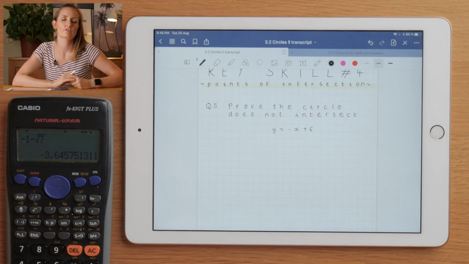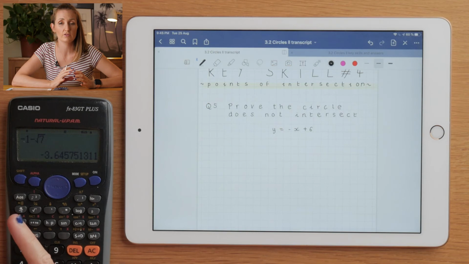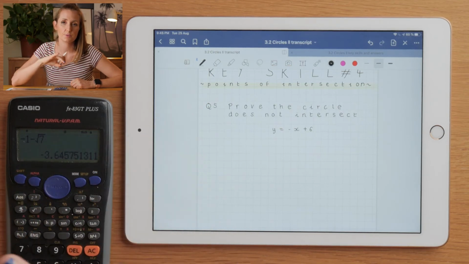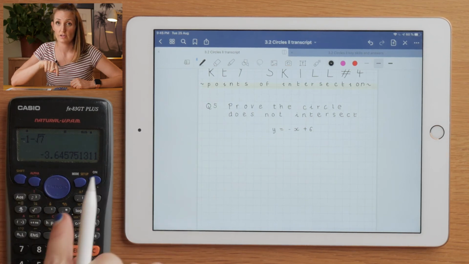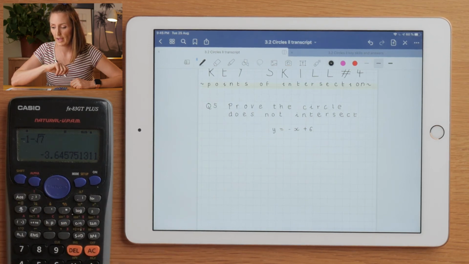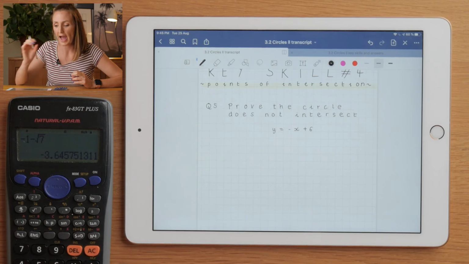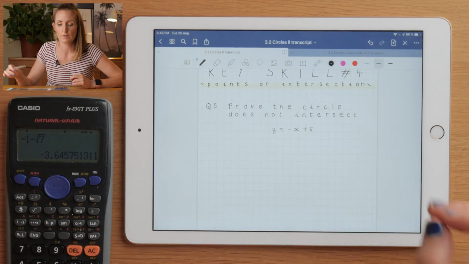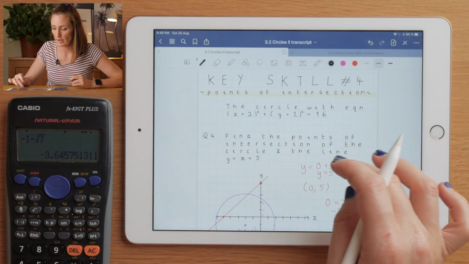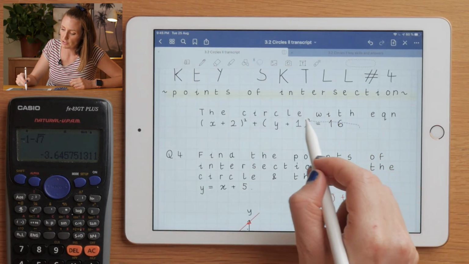If the algebra in question 4 was a bit rough for you, I recommend going back and rewatching the simultaneous equation videos. There's a huge overlap between this key skill and simultaneous equations, especially in question 5. We've been asked to prove that the circle does not intersect with a line. We're so used to proving that things do intersect and finding the points of intersection that when they ask us to show that something doesn't intersect, we don't know what to do. But actually, in reality, it starts off pretty much the same.